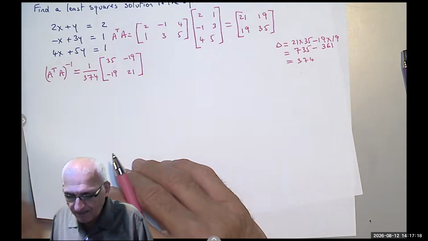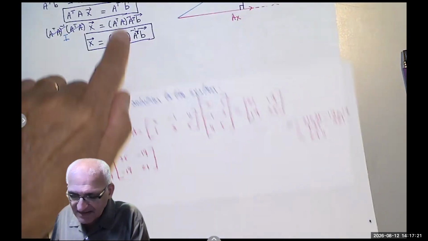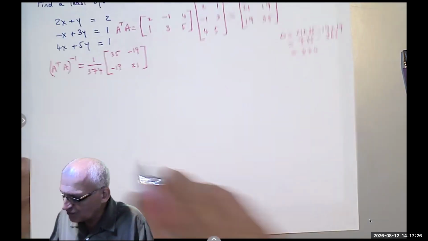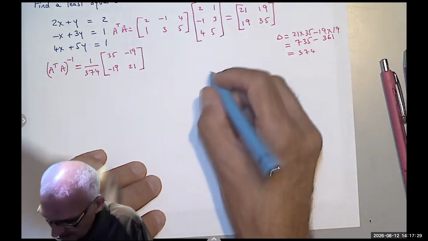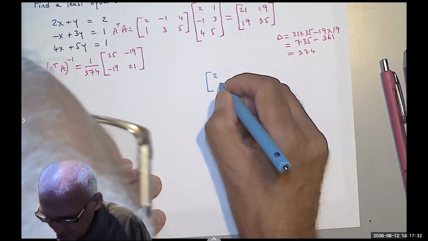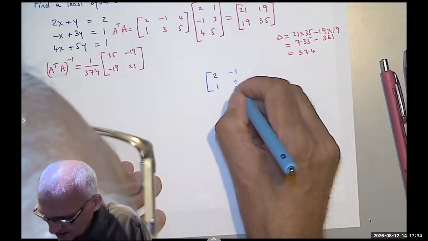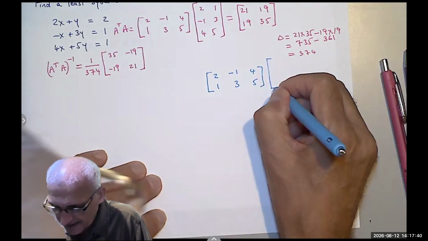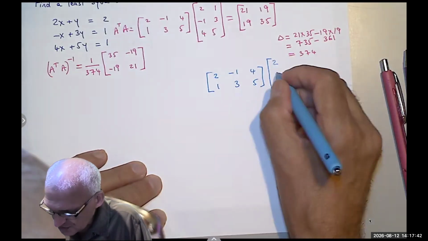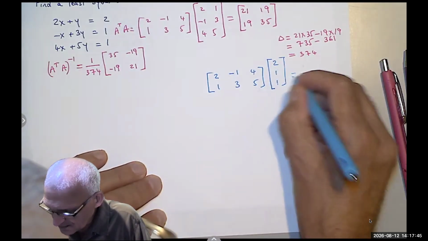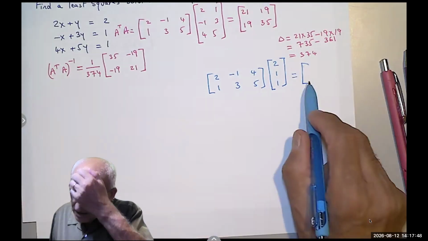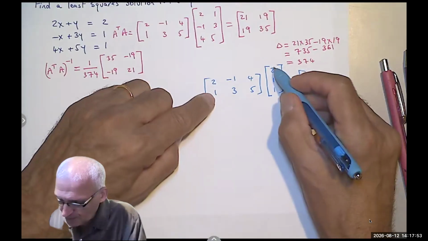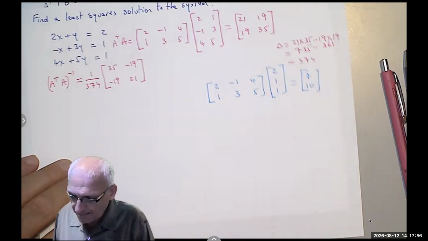Okay? Now, on the right-hand side, I have A transpose times B. So let's do that on the side. A transpose is 2, -1, 4, 1, 3, 5. This is a 2 by 3, and we multiply it by the 3 by 1, so we end up with a 2 by 1. 4 minus 1 is 3 plus 4 is 7. 2 plus 3 is 5 plus 5 is 10.